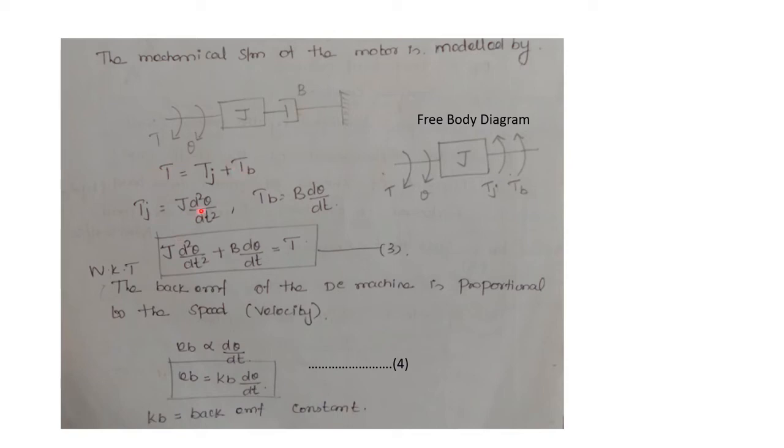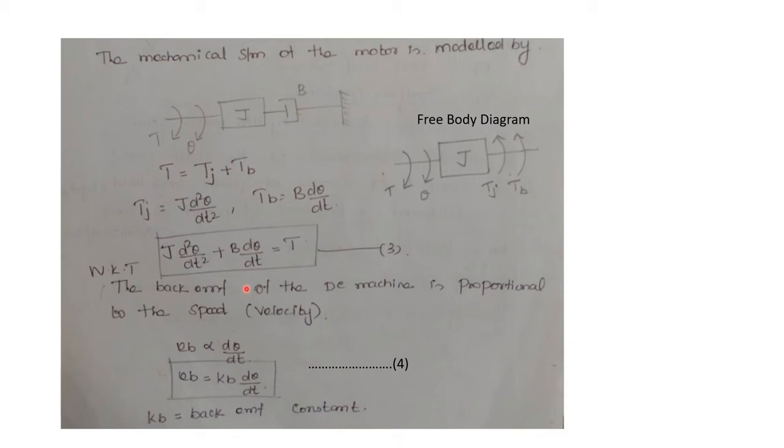Okay, that is J d square theta by dt square. That's the value of Tj, and B into d theta by dt. That's the value of Tb. This is equal to capital T. So this is another differential equation which is obtained from this armature controlled DC motor.